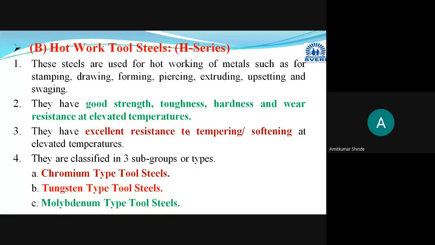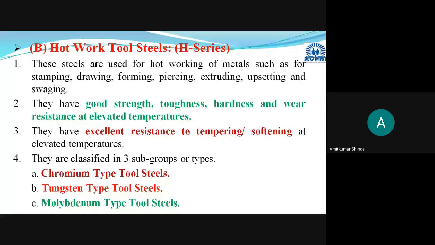Now, what are the general characteristics or properties of hot work tool steels? This is the very basic difference between cold work tool steel and hot work tool steel. The first difference we have already seen: cold work tool steels are generally used for cold working operations, and hot work tool steels are used for hot working operations for different metals or alloys.